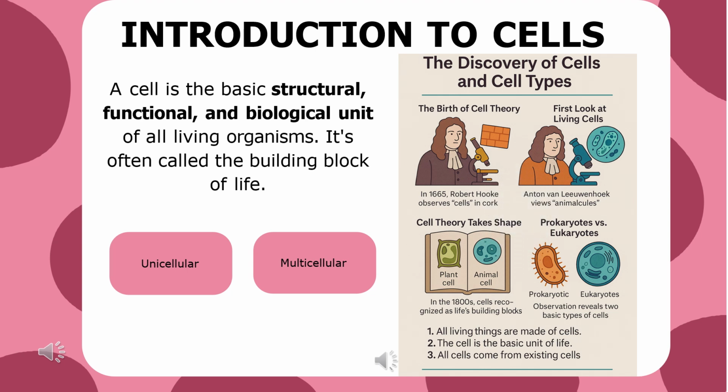Did you know the entire story of life begins with something microscopic? In 1665, Robert Hooke looked at cork under a microscope and saw tiny boxes. He called them cells. Later, Anton van Leeuwenhoek discovered living cells swimming in water. Then came the cell theory. 1. All living things are made of cells. 2. The cell is the basic unit of life. 3. All cells come from other cells. Simple, but revolutionary. That's the power of cells.